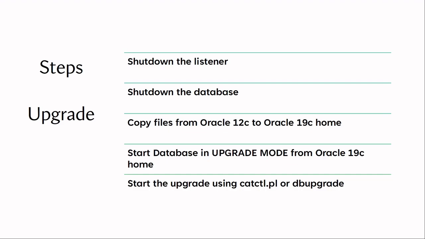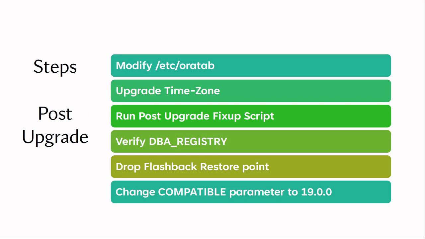We started the database in upgrade mode, and we started it from the Oracle 19c home. We did the upgrade using catctl.pl. You could have also done the upgrade using dbupgrade. Once the upgrade was completed, we modified the etc oratab to reflect that we are in the new home. We upgraded the time zone. We ran the post-upgrade fixup script. We verified the DBA registry to check all the components are upgraded.